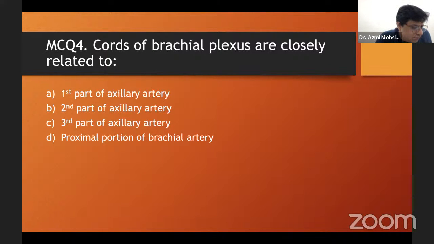Mohit, Parekh, Onkar, Sanjay, very good. It's very easy, of course, if you are attentive here. So answer here is the second part of axillary artery. You people are correct. Okay, now the last MCQ here. No, see, Gagan, stay attentive. It's the second part. Okay, next, question number 5.